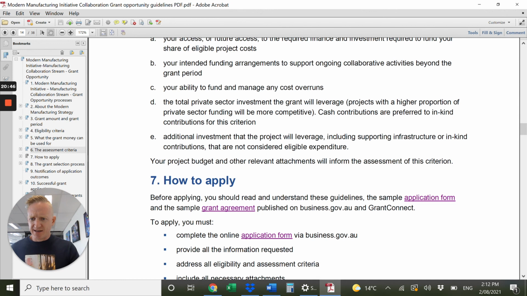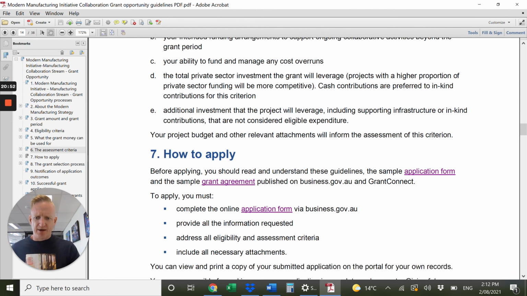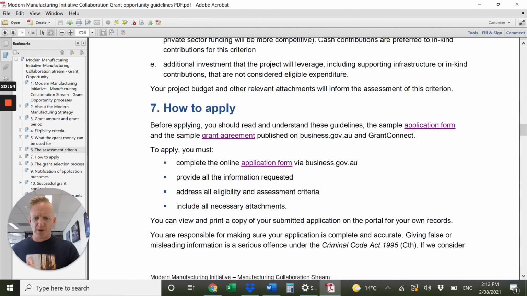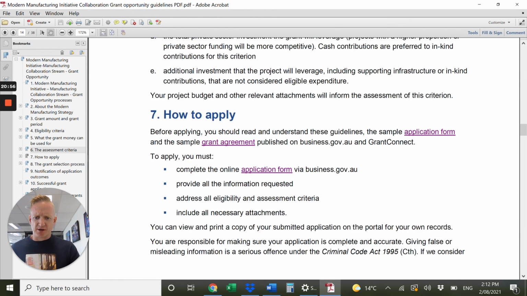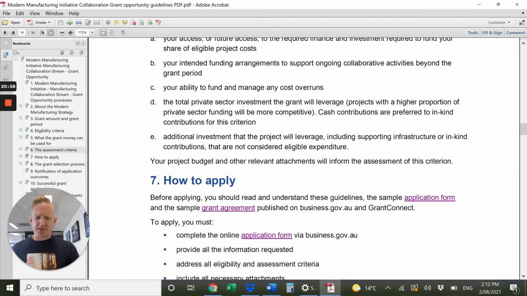So that is a quick snapshot of how I would apply for this grant. You've also got some other attachments to include as well. If you've got any questions, I can detail how I would go through it as well, but just hit me up and let me know.